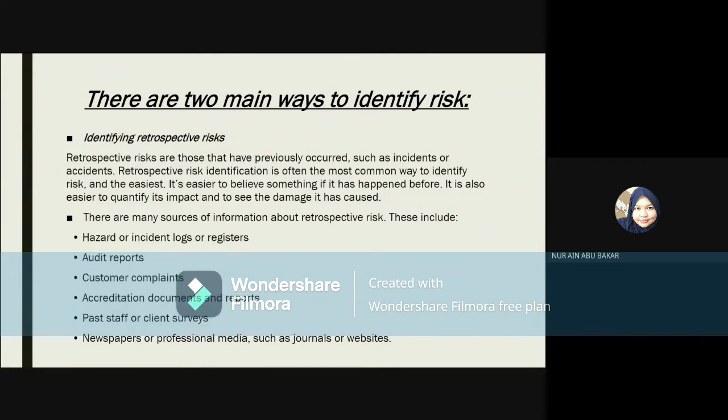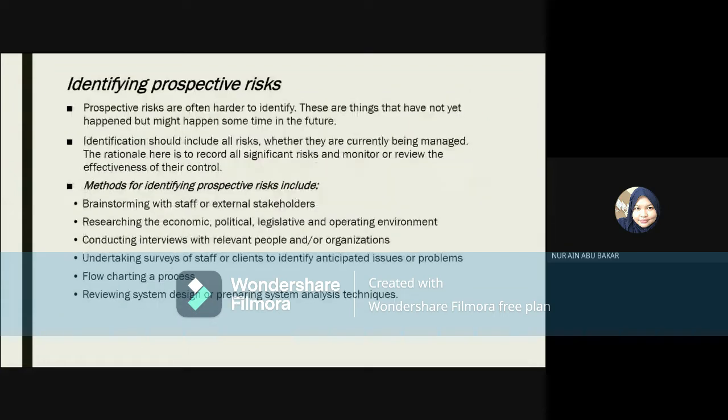Second, there are many sources of information about retrospective risk. These include hazard or incident logs, audit reports, customer complaints, accreditation documents, previous staff, and publicity from the media. So how can you know whether you have a history of accidents or risks in the organization? You can read it from public sources or from private sources.